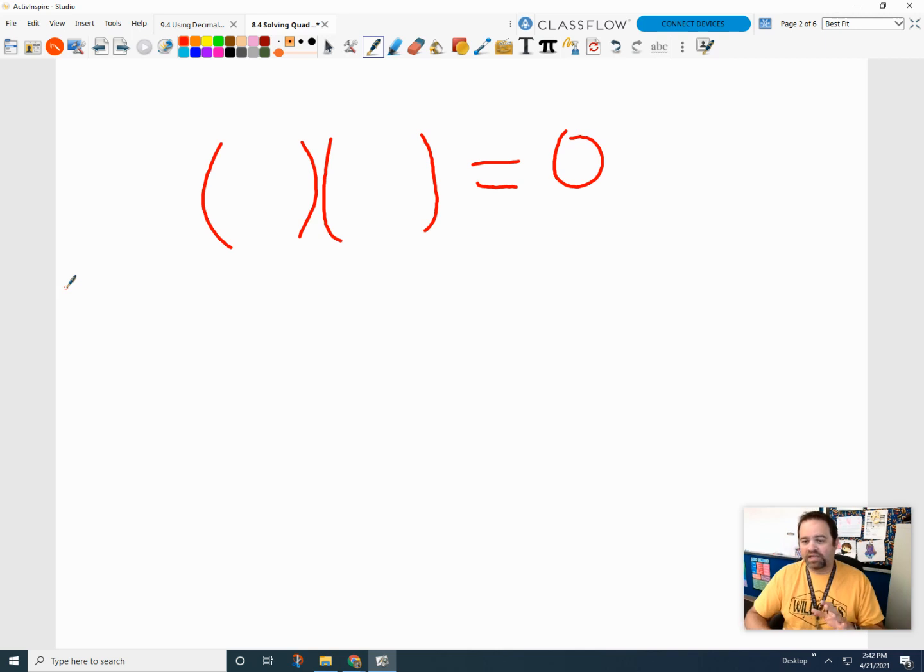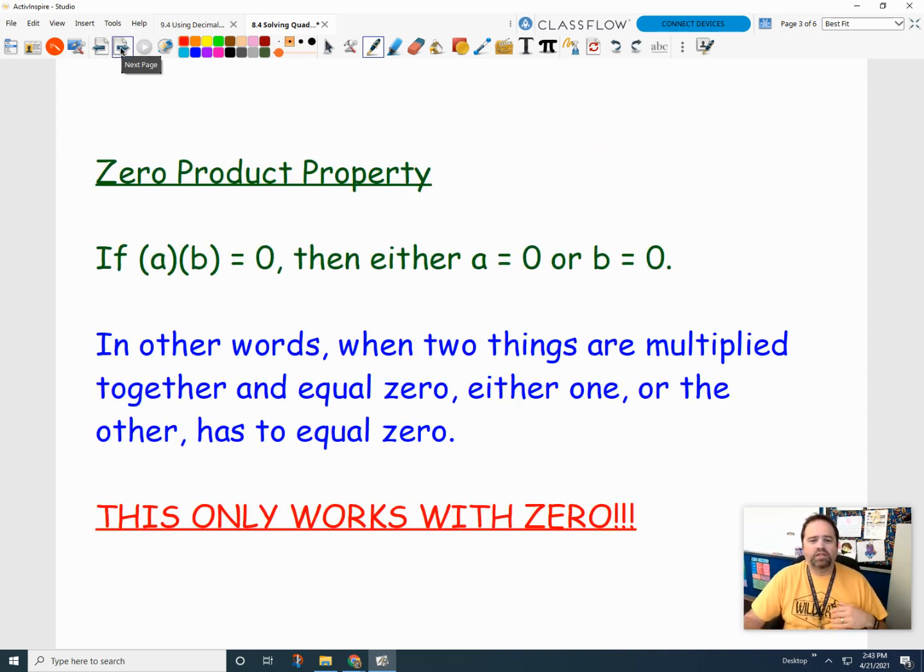Now, what's happening, the man behind the curtain, is if these were binomial factors of an expression and their product equals 0, I know that one of those binomial factors has to have a value of 0. Maybe it's both, and I don't know which one it is, so there's some guesswork on that. But the idea is I've got two things, or possibly three, four, or five things, but generally two things that are being multiplied together to give me 0. That means one of them has to be 0. It's actually got a name. It's called the zero product property.